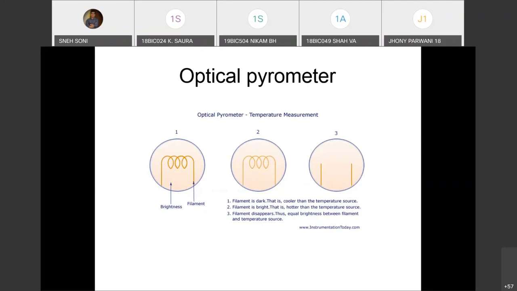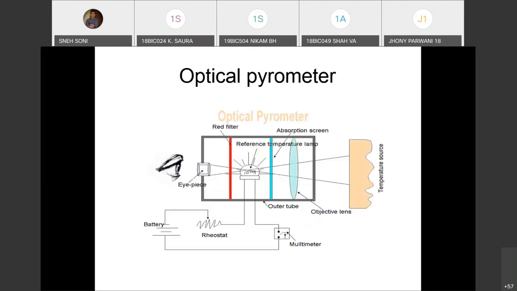So mainly our idea is, first of all, when you start, your filament will be dark. That means your filament is cooler than the temperature source, means the hot body. Second, when you keep on increasing, आपको फिर filament bright दिखने लगेगा. That is hotter than the temperature source. But you have to again readjust. You have to come to the position when you will not be able to see the filament, and at that time you will have equal temperature of the filament and the source, right? So that is your point of observation, where we can measure the temperature. Am I clear with this, everyone? Optical pyrometer.